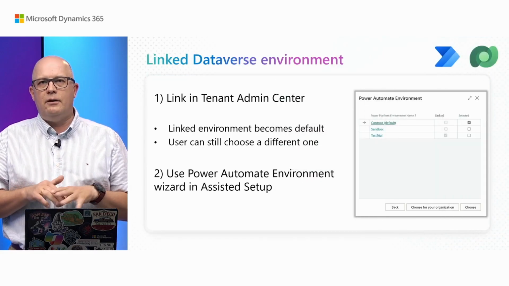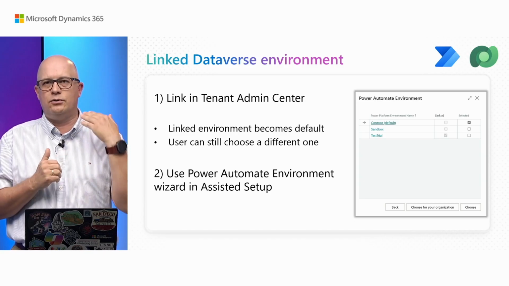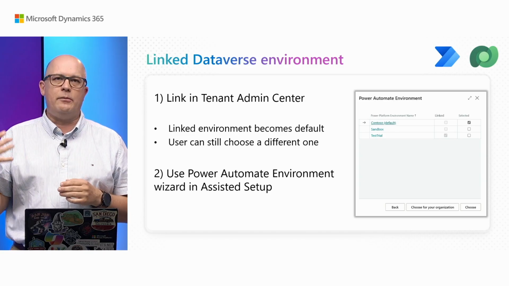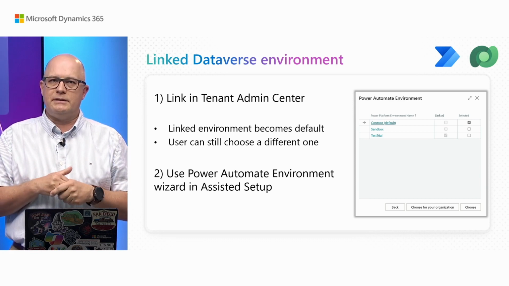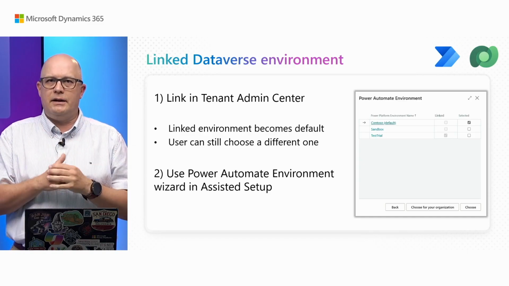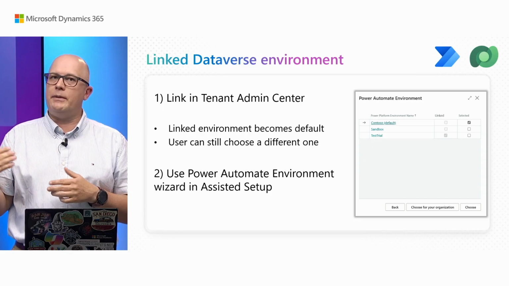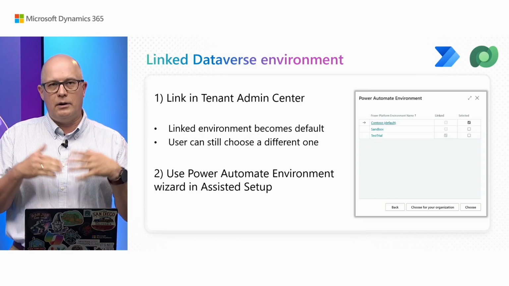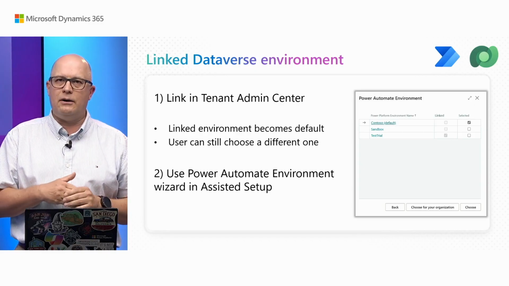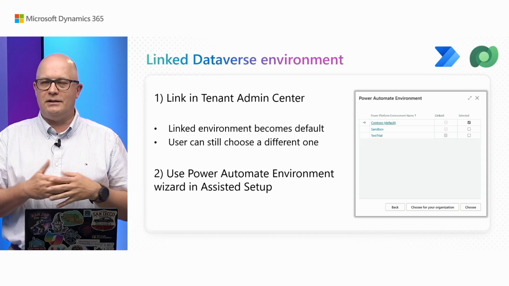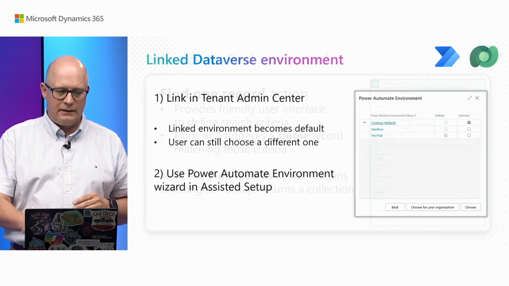We start with a very basic thing, which is the linking of environments, allowing you to annotate which environment in Power Automate or Power Platform is the one that you would like to use with Business Central, and that is especially important for larger customers. And for those, a linked environment, which is a feature available in Tenant Admin Center, will be also honored in our integration with Power Automate. And for that, we have a special assisted setup page allowing you to agree on that linked environment or change it.